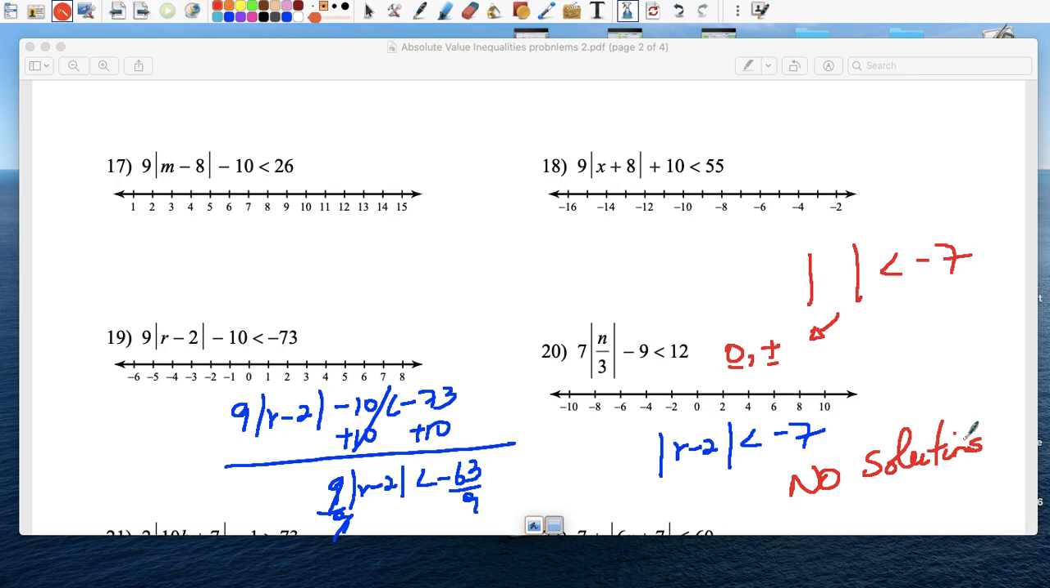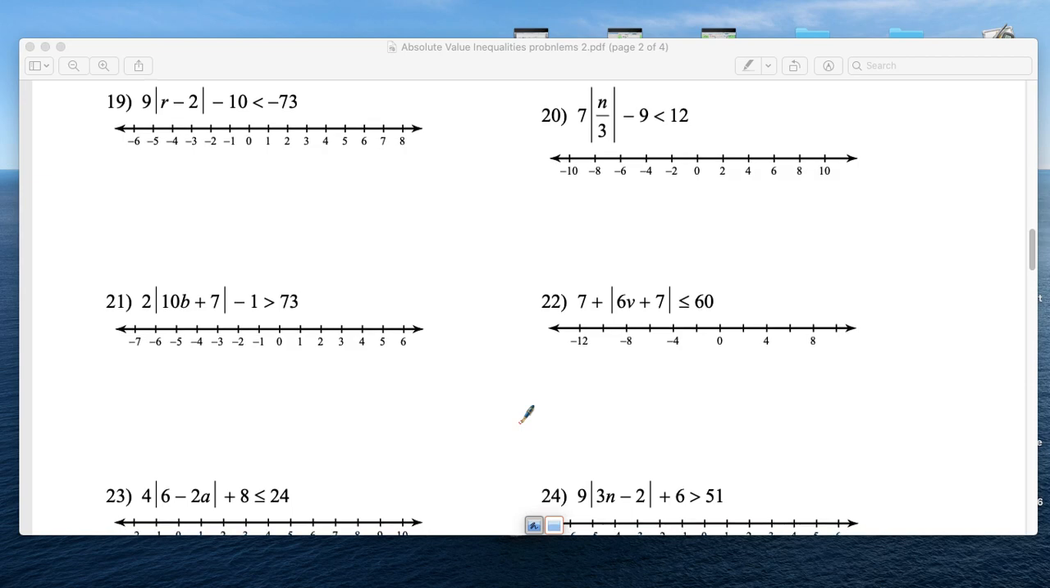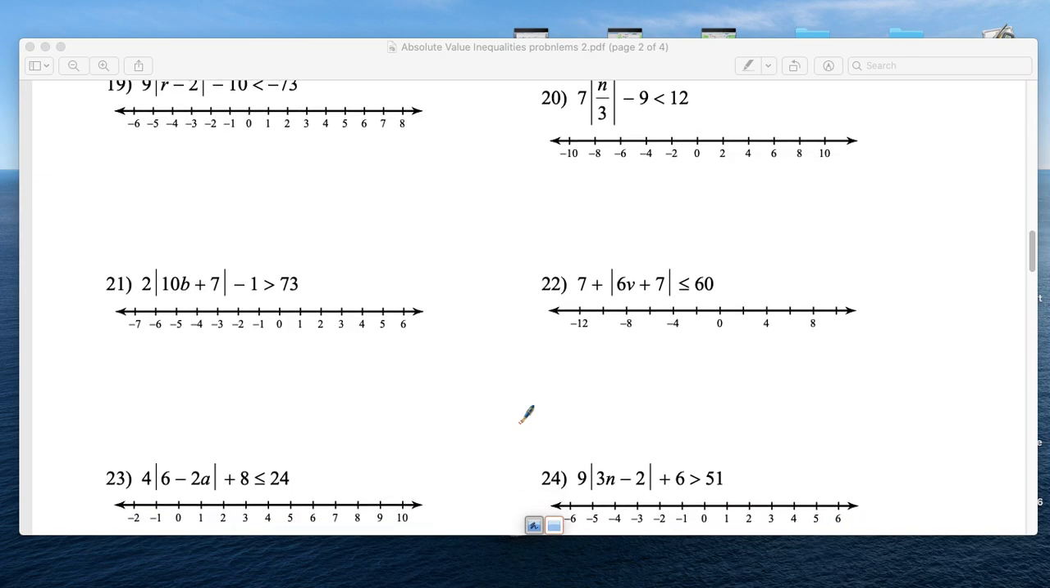Okay, my pen is not working. Here we go. Let's see if I want to do one more here. 74. Hang on a second.